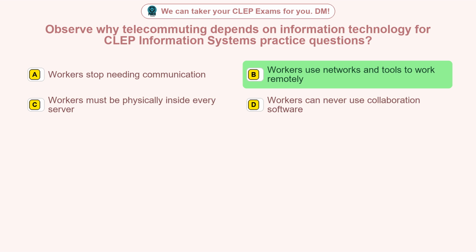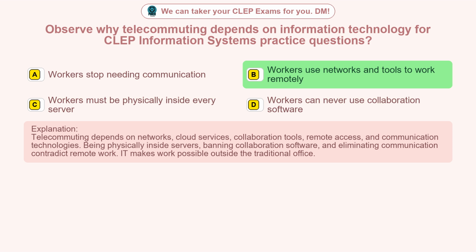The correct answer is option B. Workers use networks and tools to work remotely. Telecommuting depends on networks, cloud services, collaboration tools, remote access, and communication technologies. Being physically inside servers, banning collaboration software, and eliminating communication contradict remote work. IT makes work possible outside the traditional office.